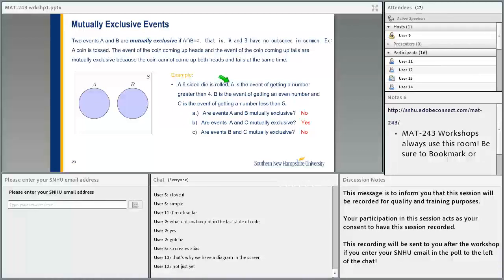Are events A and B mutually exclusive? Let's look at it. A is the event of getting a number greater than 4. So that would be 5 and 6. B is the event of getting an even number. So those would be 2, 4, and 6. If they were mutually exclusive, they would not have anything in common. But they do have some values in common. At least 6 is the value that is common to both. So they are not mutually exclusive.